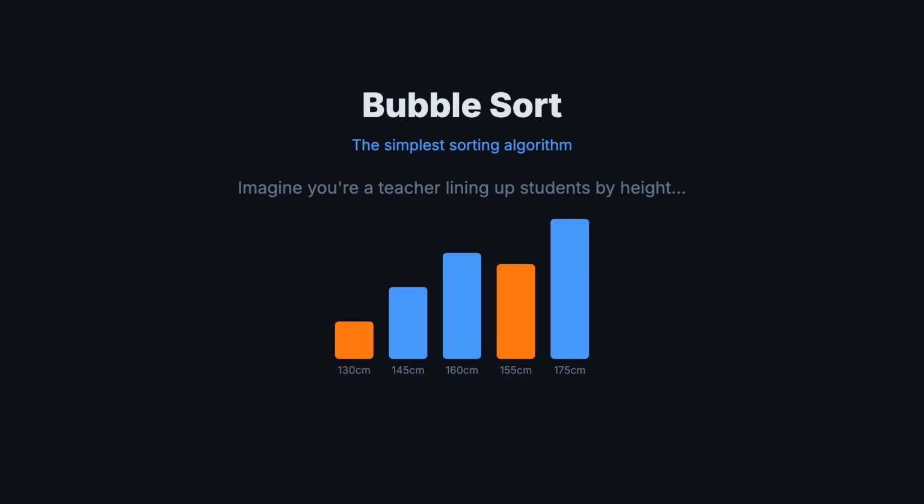One simple approach: walk down the line, and whenever two students next to each other are in the wrong order, swap them. Walk all the way to the end, then go back to the start and do it again and again until nobody needs to move. That's exactly what bubble sort does, and today we're going to understand exactly how it works in pseudocode and in C++.